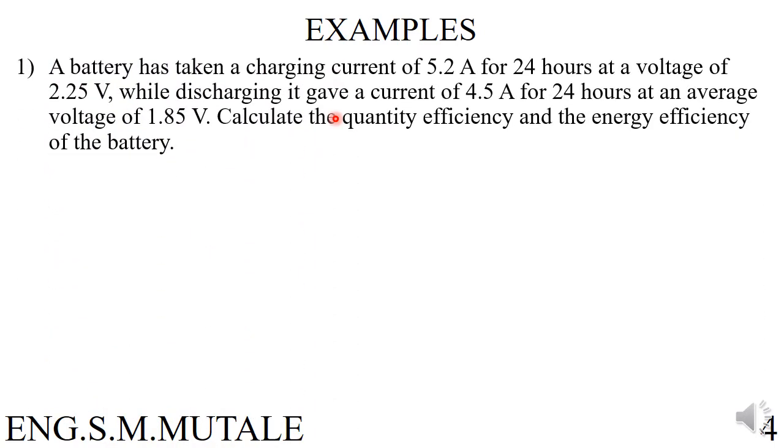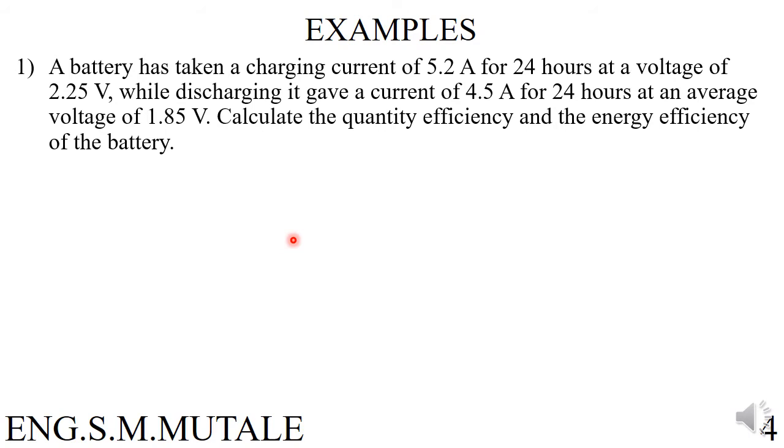Then we come to the examples. For example, a battery has a charging current of 5.2 amps for 24 hours at a voltage of 2.25 volts. While discharging, it gave a current of 4.5 amps for 24 hours at an average voltage of 1.85 volts. Calculate the quantity efficiency and the energy efficiency.